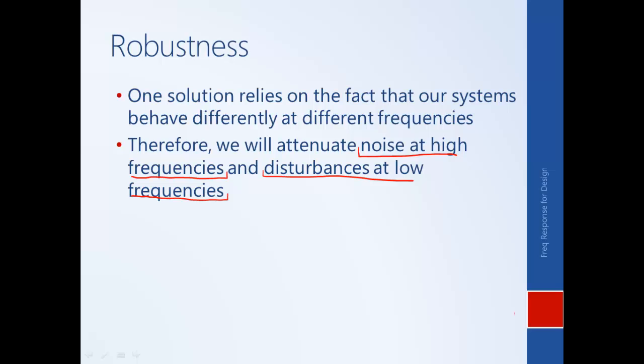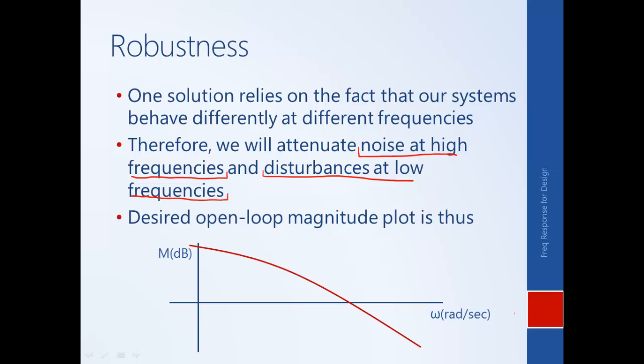And based on the previous slide, we saw that in order to attenuate noise, we want our controller to have small magnitude, and in order to attenuate disturbances, we want our controller to have large magnitude. So that means that we're going to try and achieve an open loop frequency response plot that has high gain at low frequencies to attenuate disturbances, and small gain at high frequencies to attenuate noise.